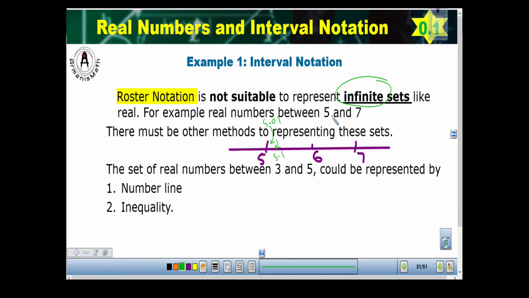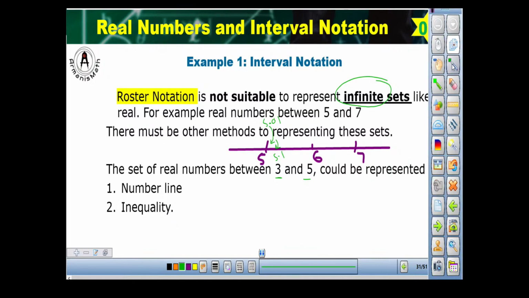You don't use that. So what can you use? Well, there are two other ways that you could represent this. I've used a total of four different methods today, but there are two other ways to represent numbers between 3 and 5, for example. You could use the number line that we did just a minute ago. You also could use the inequality. So there are two ways to do it. You cannot use roster here. It's not going to help you. So let's use the number line.